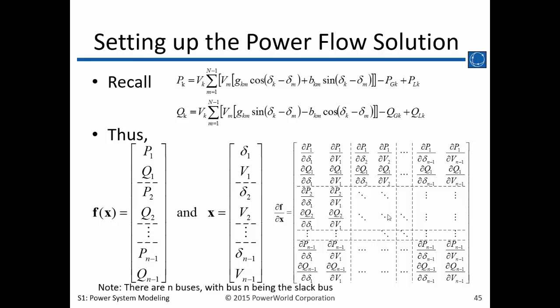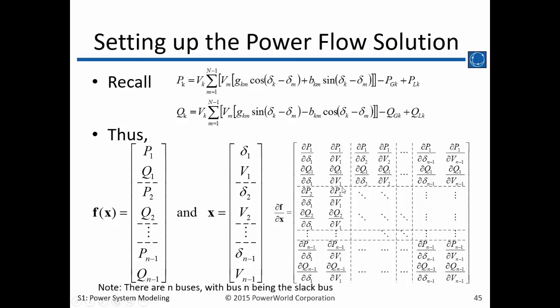So to set up the power flow solution, you recall that we divided the real and reactive power equations into two separate equations. So we have the real power equations and the reactive power equations. Therefore our f of x function is going to have a real and reactive power equation for every bus: P1 and Q1, P2, Q2, and so on down to n minus 1. Our x vector is going to be the angle and voltage. Note that we have delta 1 and V1, and the angle is first and the voltage is second in our vector. And that defines our delta f over delta x, or our Jacobian matrix.